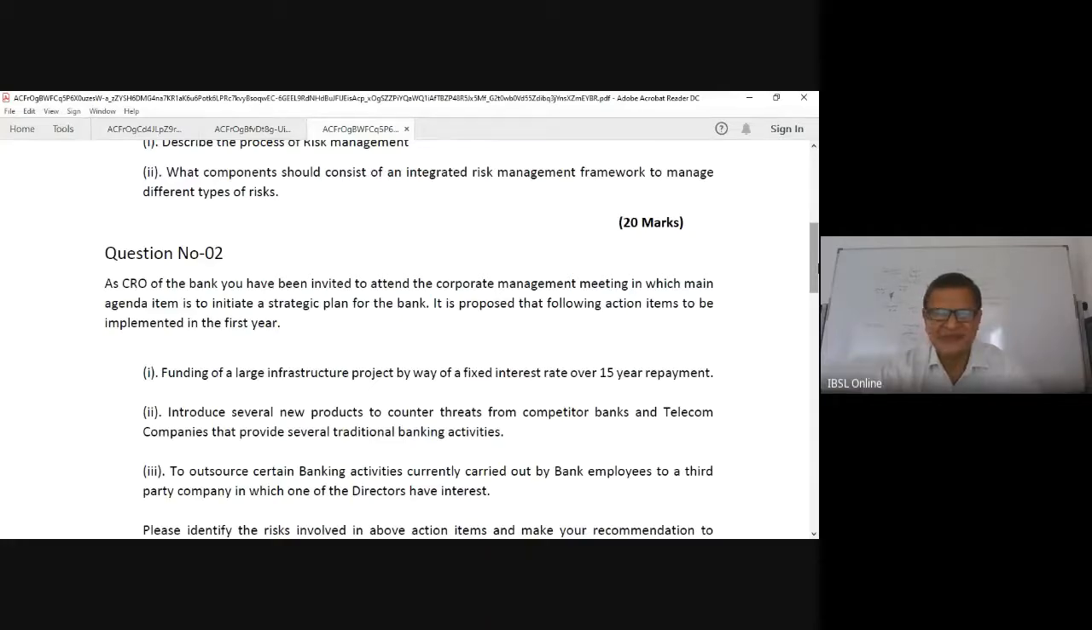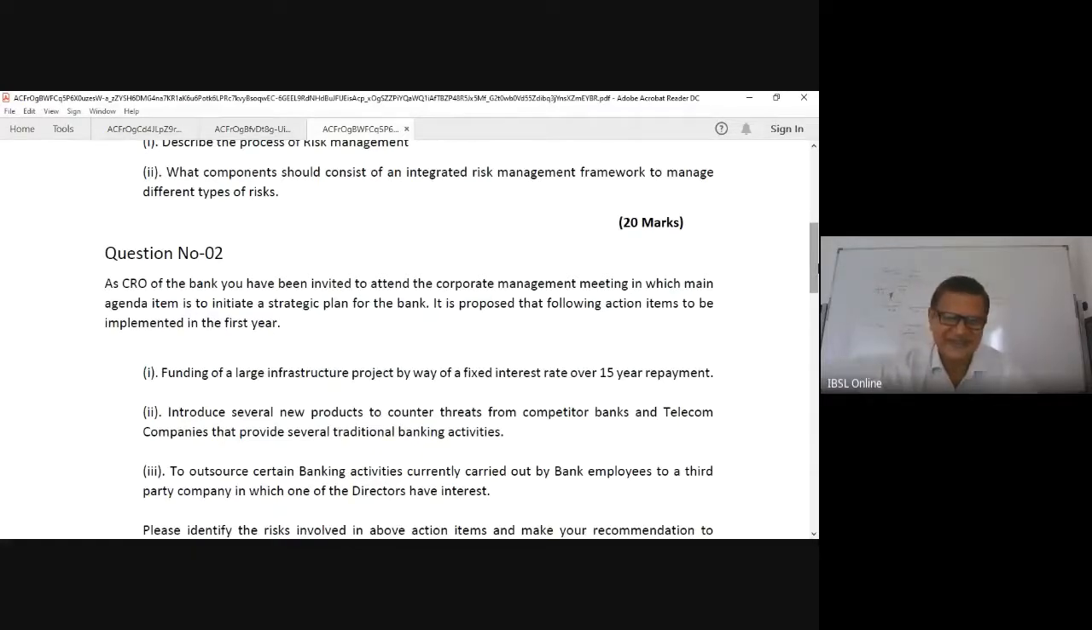The competitors are banks and telecom companies that provide several traditional banking activities. Now here I am bringing in not only banks. This particular bank thinks the telecom companies, which are offering money transfer services, easy cash and so on, have become real competitors for the bank, and now you are bringing products to actually try and attack these competitors and win back your market share. So you are asked to comment on this.